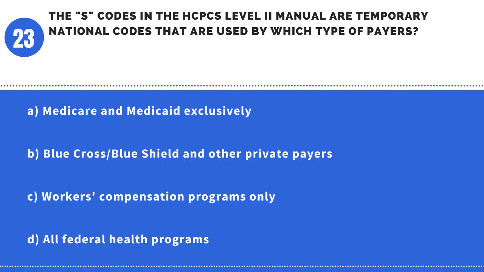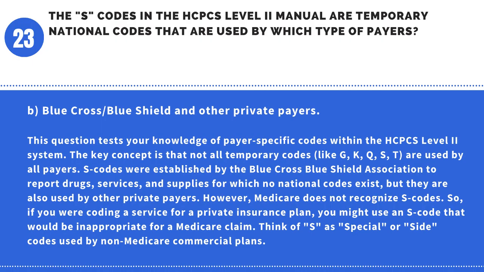Question 23. The S codes in the HCPCS Level 2 manual are temporary national codes that are used by which type of payers? A. Medicare and Medicaid exclusively. B. Blue Cross/Blue Shield and other private payers. C. Workers' compensation programs only. D. All federal health programs. Answer: B. Blue Cross/Blue Shield and other private payers.